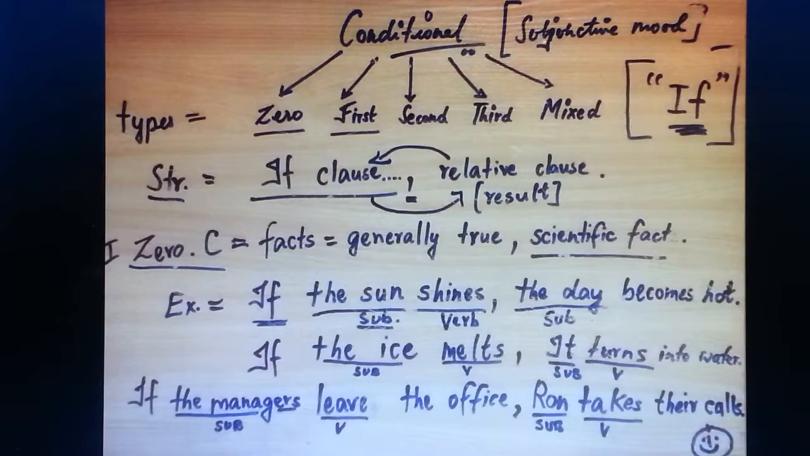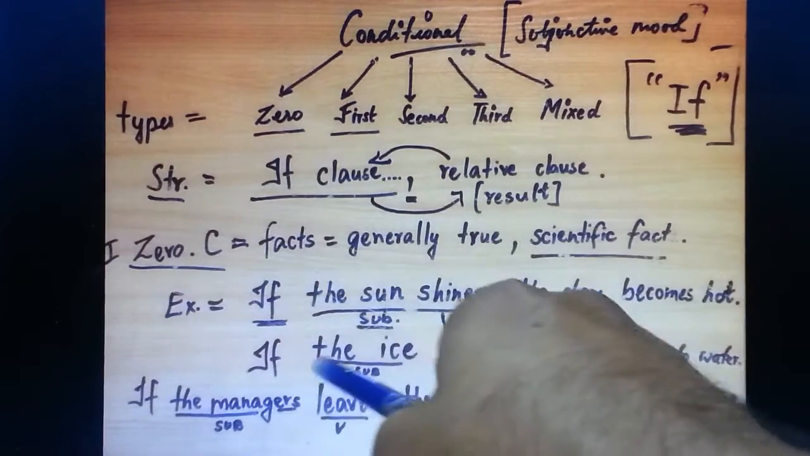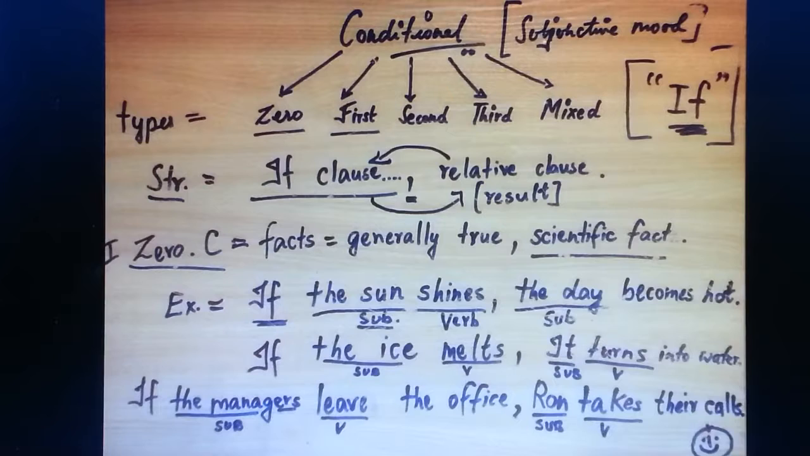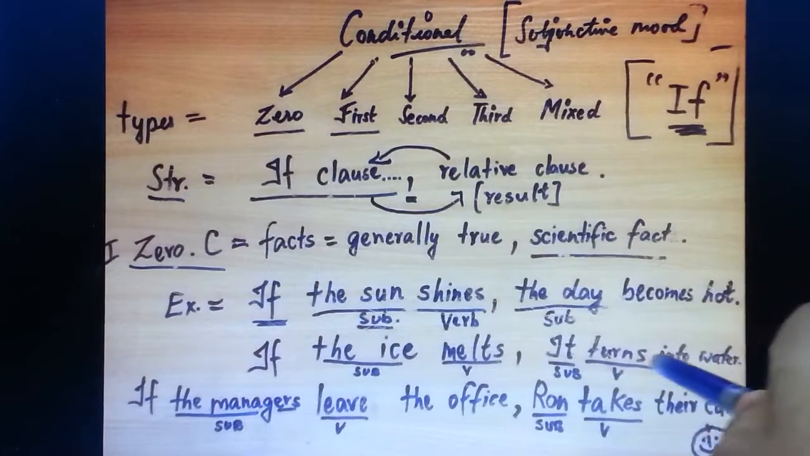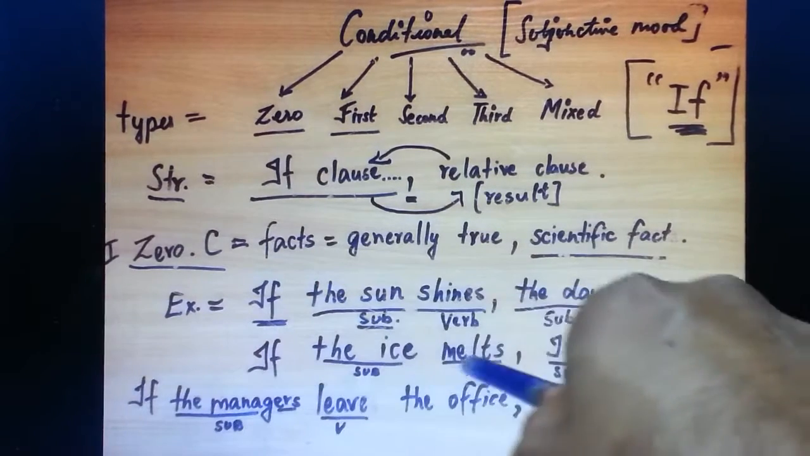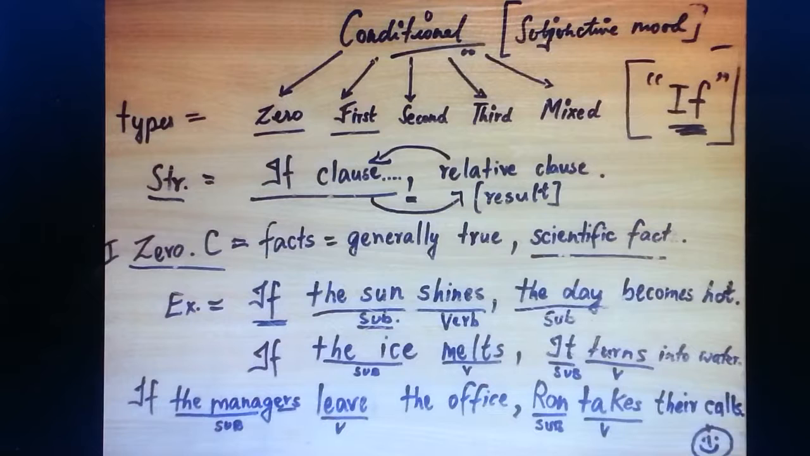Now let's try the second one. If the ice melts, it turns into water. Now let's interchange. It turns into water if the ice melts. Now is that sentence correct or wrong? Well, I should tell you that it's slightly wrong. I'll tell you why. Because what is giving me a headache right now is this "it" here.